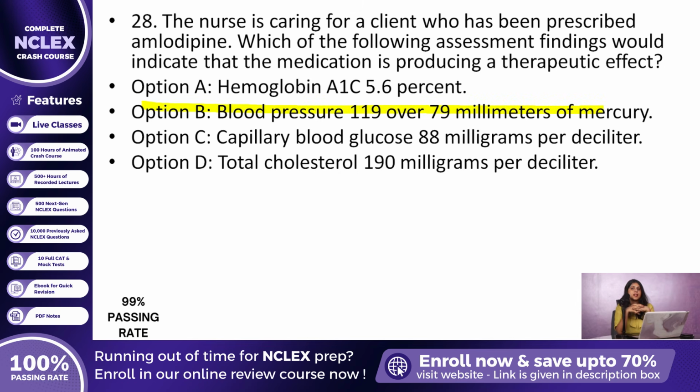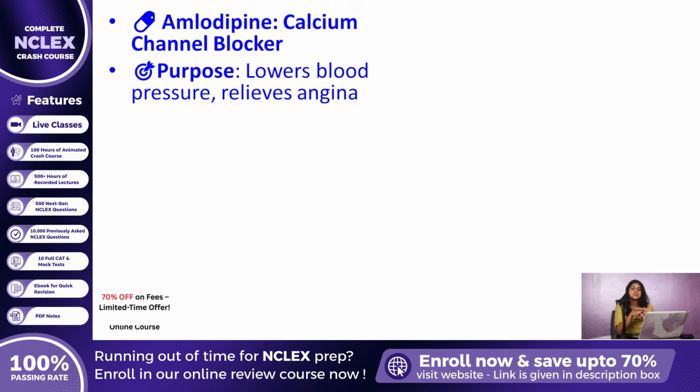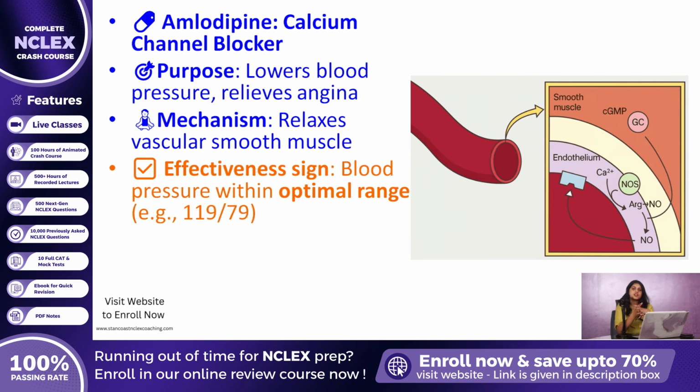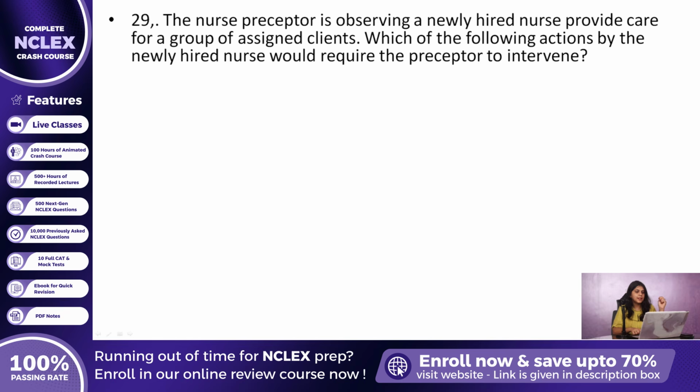Let us understand the rationale behind this. Amlodipine is a calcium channel blocker prescribed to lower blood pressure and relieve angina by relaxing vascular smooth muscle. A blood pressure within the optimal range, like 119 over 79, is a clear indication that the medication is working effectively. Let us now continue with question number 29, which explores safe nursing practice and supervision of novice nurses.